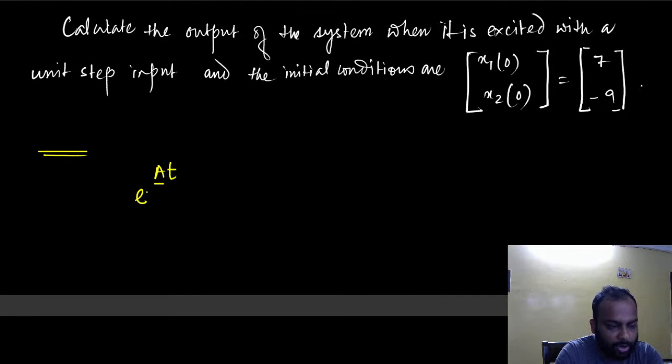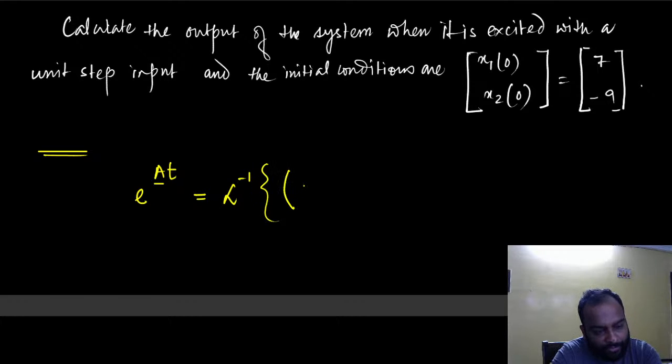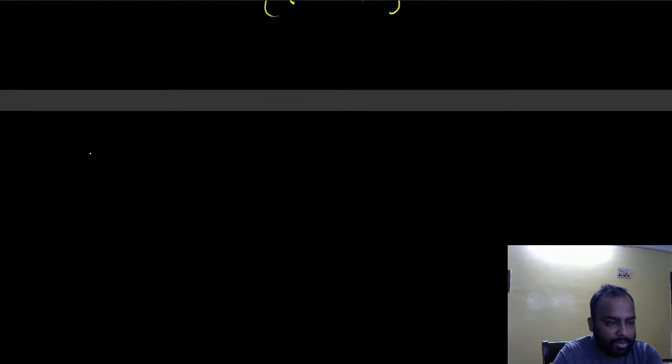See, I haven't yet called it by its name. e to the power At is known as the state transition matrix, and I haven't yet called it by its name because I haven't yet told you what state transition actually means. But we're calculating e to the power At, whatever the name might be. We know that this can be achieved by calculating the Laplace inverse of the matrix inverse of sI minus A. All right, so let's do that.